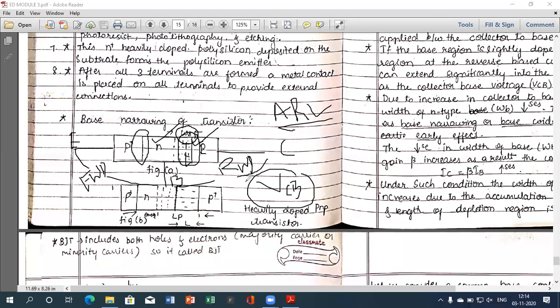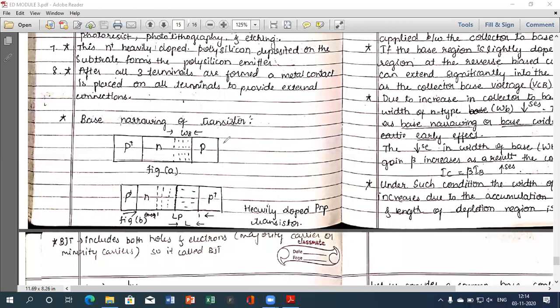So due to this, we can say that the width of the base starts reducing as the collector to base voltage starts increasing. This is nothing but base narrowing or base width modulation. It is also called the early effect. I hope you guys understood this.